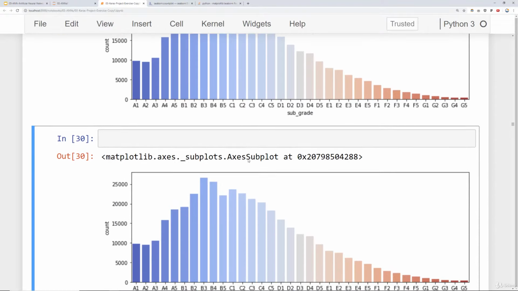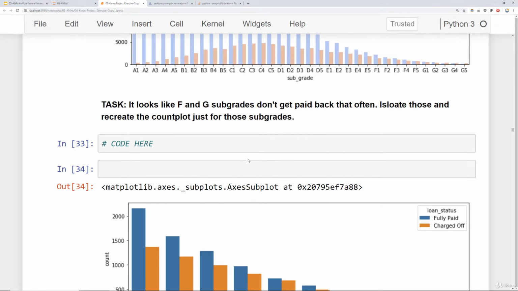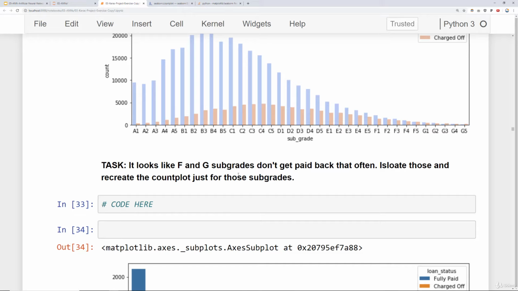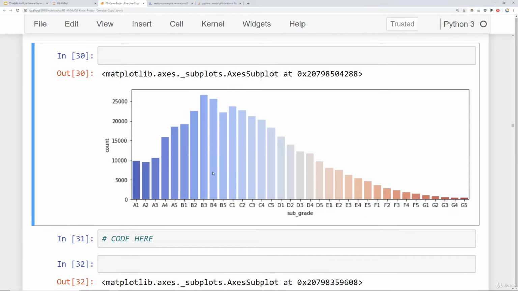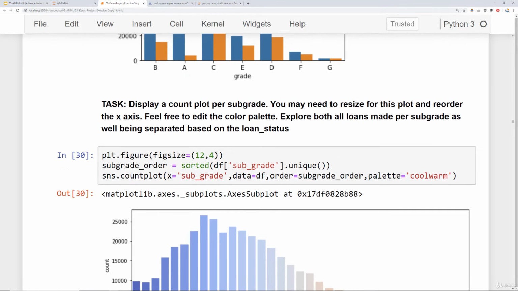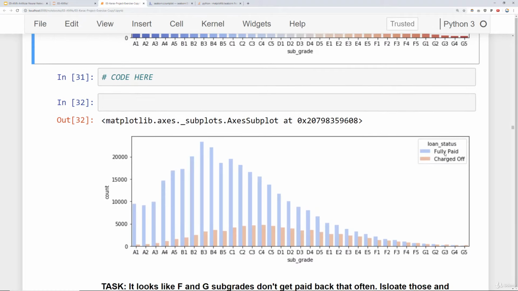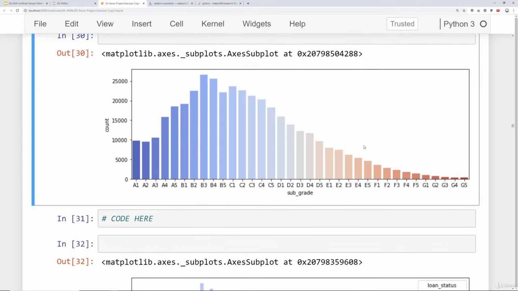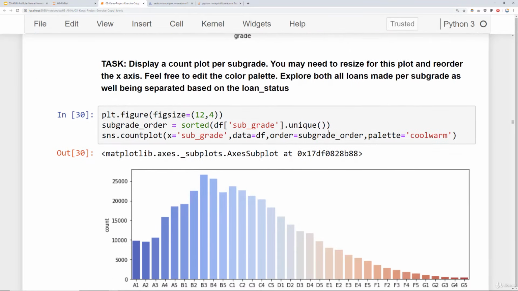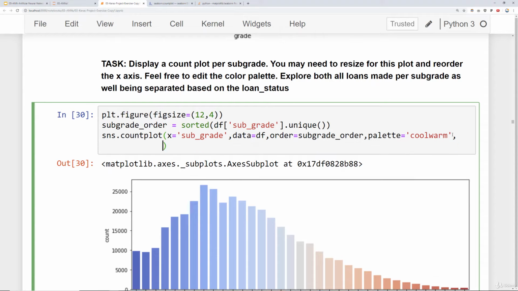Okay, so here we can see that it essentially looks like F and G subgrades don't get paid back that often. So we want to isolate those and recreate the count plot just for those subgrades. You'll also notice that up here it also asked you to maybe feel free to play around with the hue. So on this second plot, we just had the loan status hue, so we can kind of compare that as well. You can always do that by just coming up here and saying hue is equal to loan status.